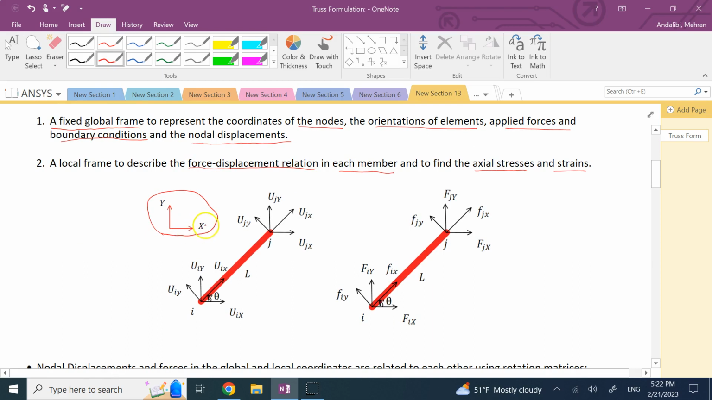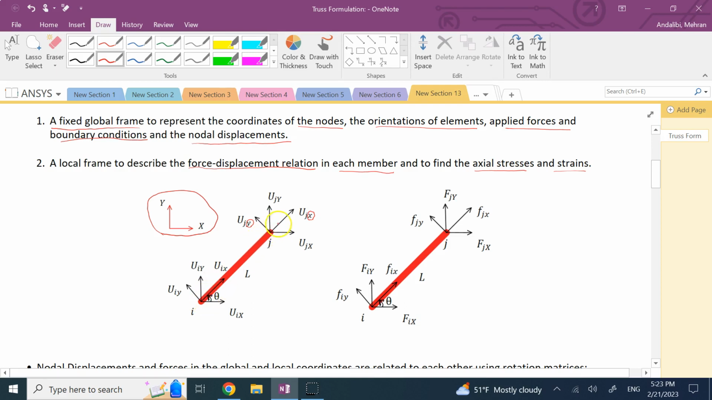So here I have the capital X, capital Y global frame, and then for this member, I have the local frame, which is small x and small y. And as you can see, this frame is rotated so that the x-axis is along the member and y-axis is in the transverse direction or perpendicular to the member, okay? And the angle between them here is the angle of the member theta. Now, as I said, the origin of that, you put it on one of these nodes.